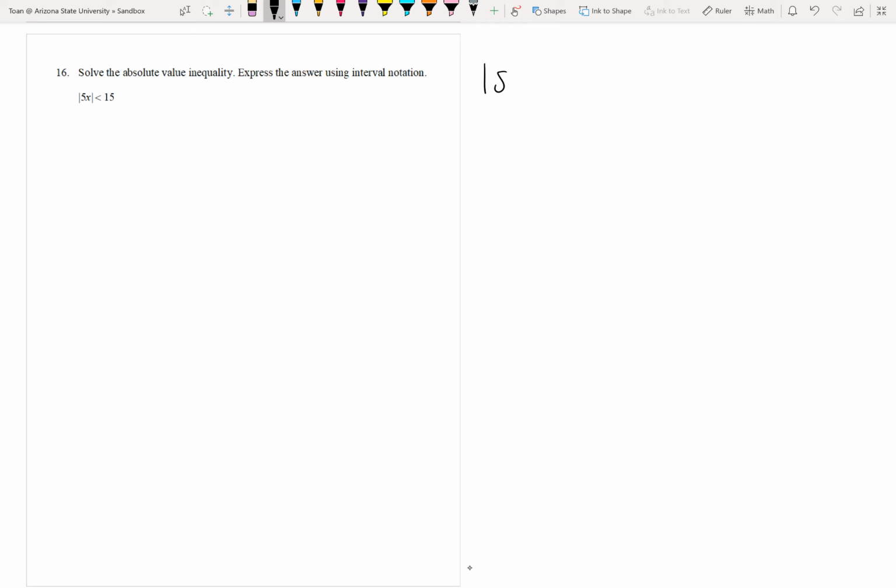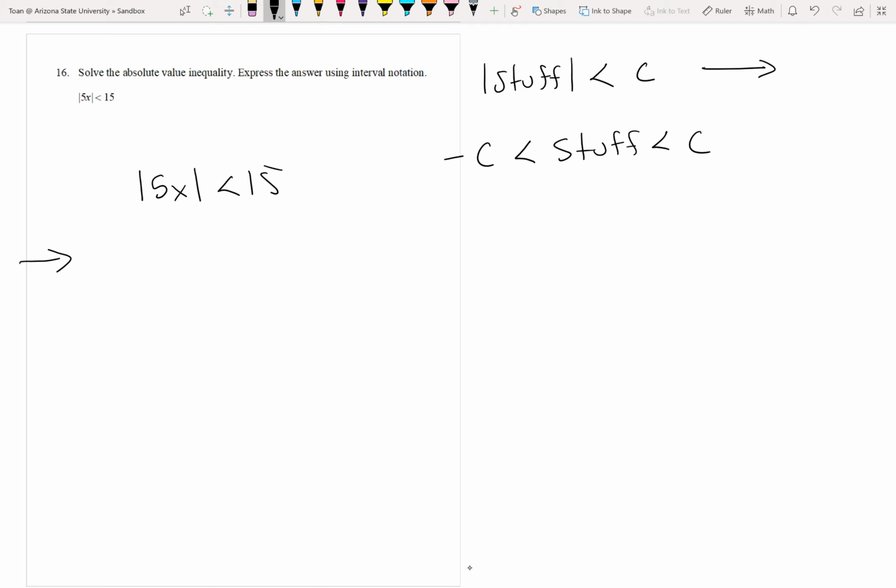So in this case, we have an absolute value of stuff is less than some number. I'll use a letter here, say C. The way you set these problems up is always negative C less than the stuff inside without the absolute value less than the original number C. So in this example, if I have absolute value of 5x is less than 15, I would set it up as negative 15 is less than 5x, that's the stuff on the inside, which is less than the regular 15.